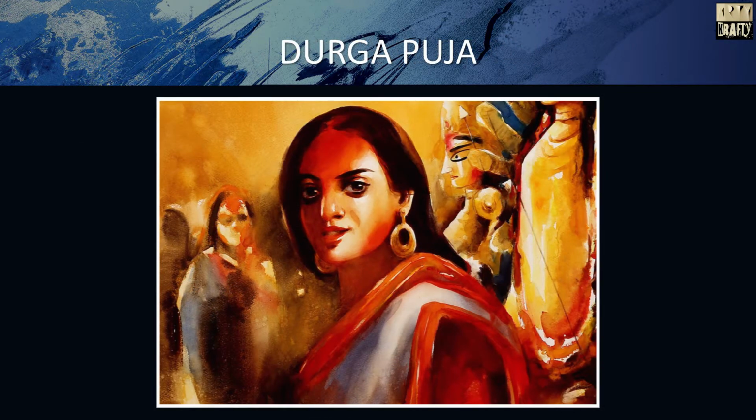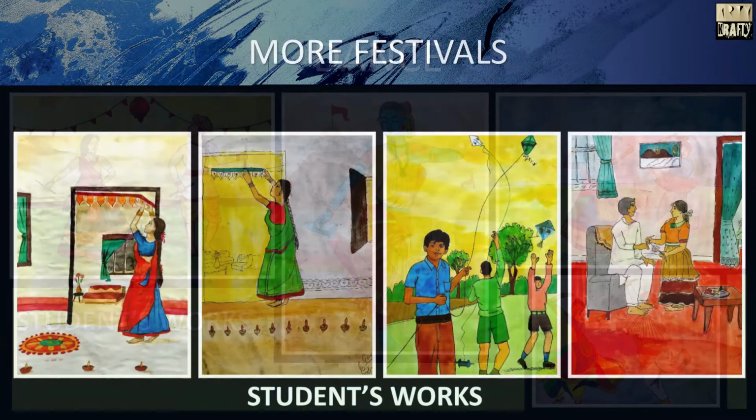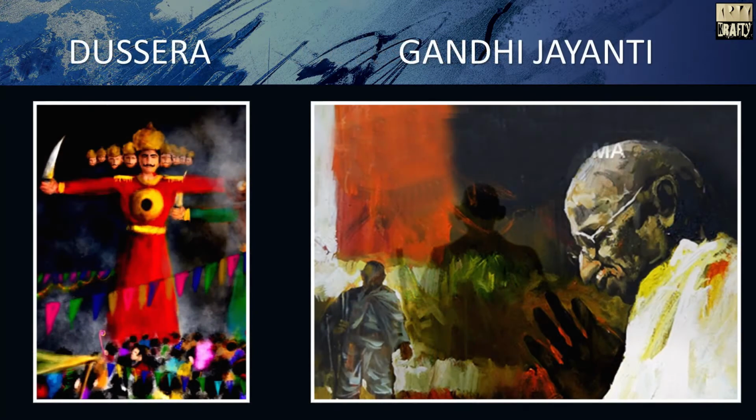This is on Durga Puja. These are the 4 student works on dance. The composition on the left is on Dussehra and the composition on the right is on Gandhi Jayanti.